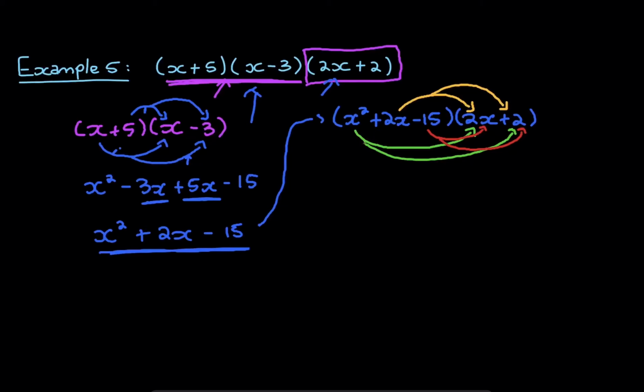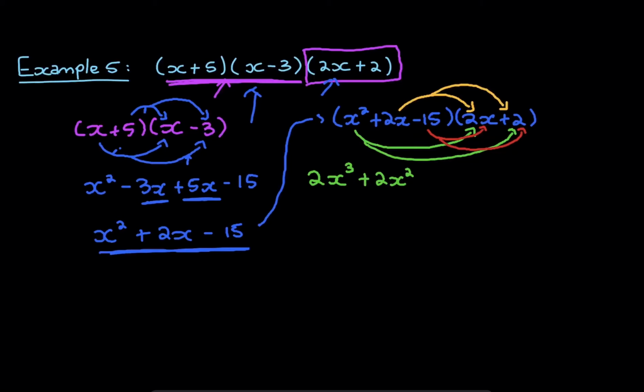Now let's solve this. I'm going to use the same color so that we don't get confused. Initially x squared times 2x, you get 2x cubed, because x squared times x, you get x cubed. Then x squared times 2, you get plus 2x squared. Now I'm going to use a different color for that part.